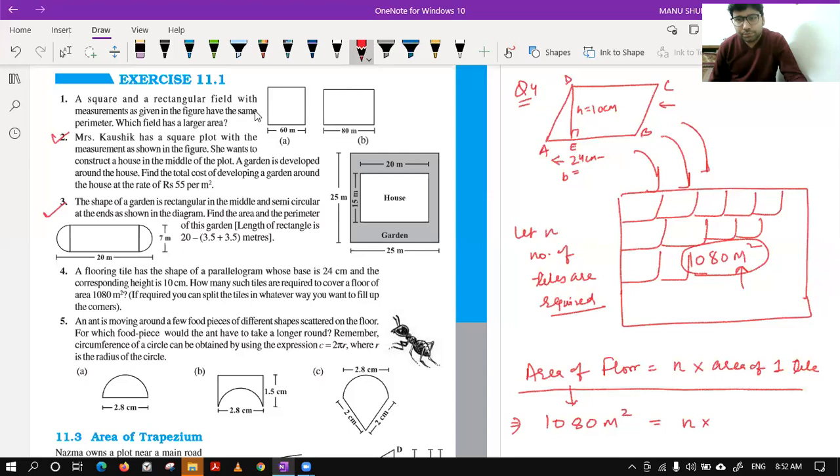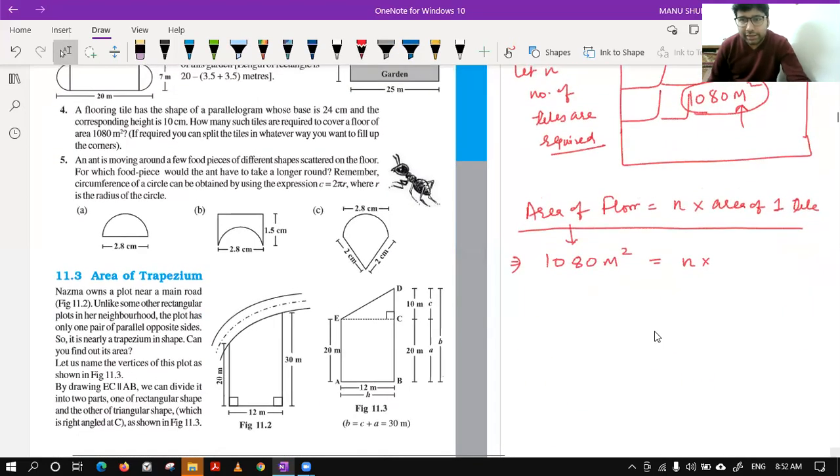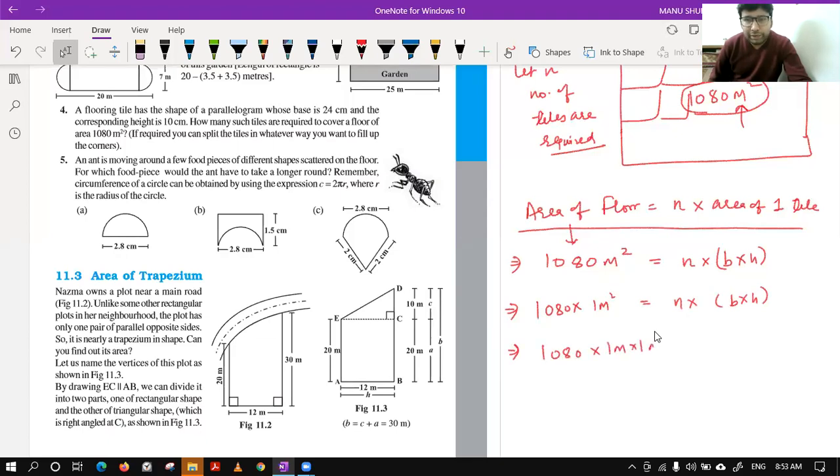This becomes n into base into height. We can write this as 1080 into 1 meter square is equal to n into base into height. And we all know 1 meter square is nothing but 1 meter into 1 meter, that is n into base into height. Finally, we can change now. 1 meter is actually 100 centimeter into 100 centimeter, that is equal to n into b into h.